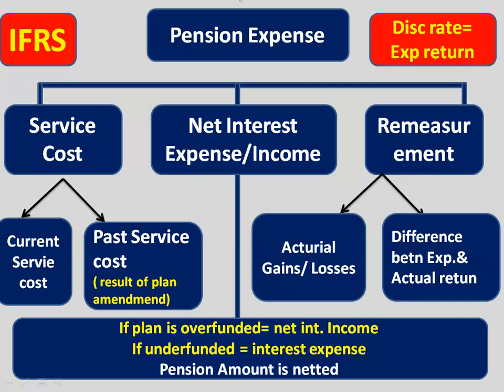Interest income would be calculated on... How will it be? I mean, pension expense comprises of these three components, right? Service cost, net interest expense or income, and remeasurement. So the net interest expense or income component, what you're saying is that it is just beginning PBO multiplied by the discount rate. It is not actually the net figure.